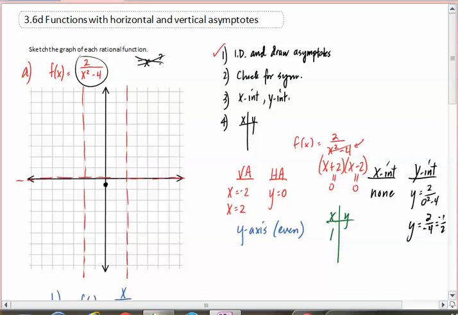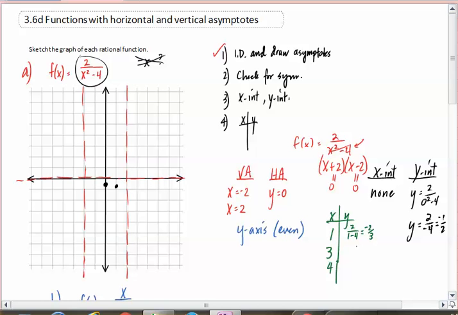And then I'm going to jump over 2 and go to 3. And then maybe I'll do a 4. Because I don't need to do anything negative, right? Because we know that it has y-axis symmetry, so let's take a look. If I put a 1 into the original function, I get 2 over 1 minus 4, which is negative 2/3. So I'm going to go over 1 and I'm going to go down 2/3.